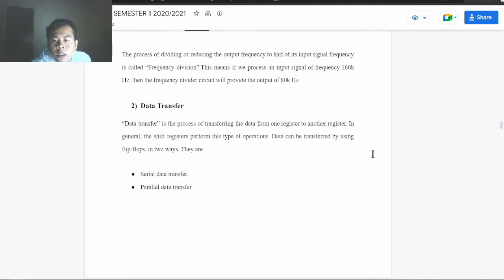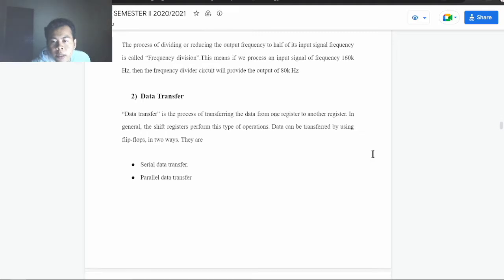Second one, we can see the data transfer. Data transfer is the process of transferring data from one register to another register. Data can be transferred by using flip-flops in two ways. They are serial data transfer and parallel data transfer.